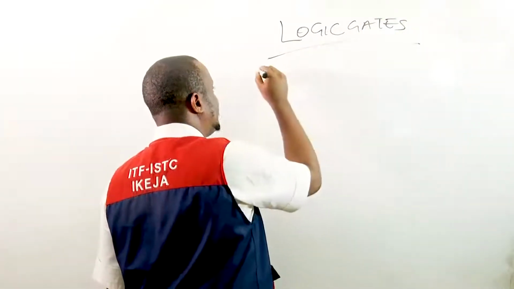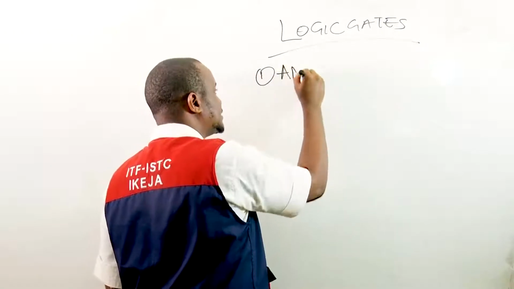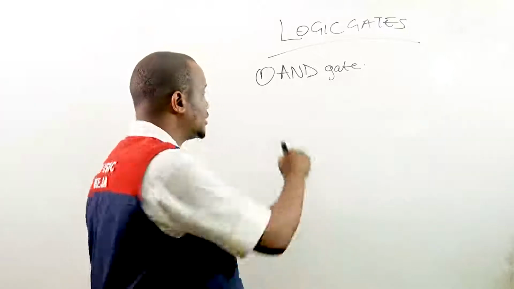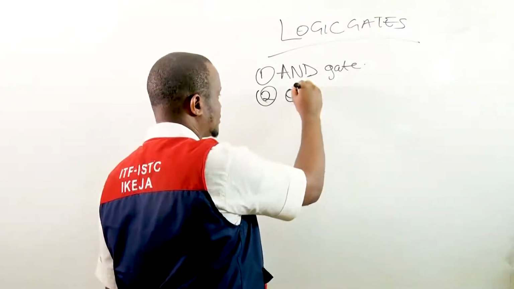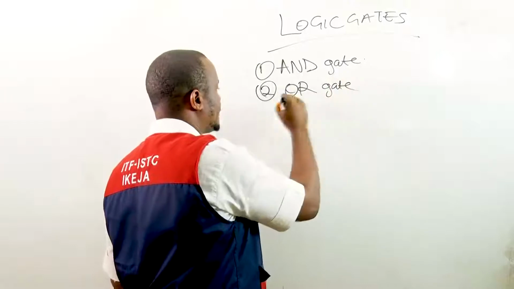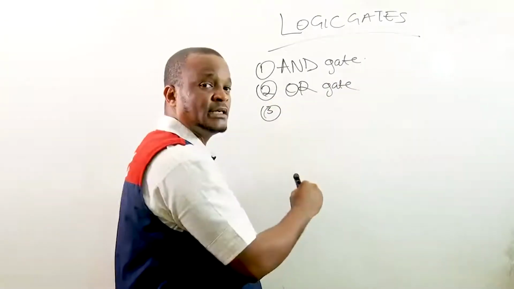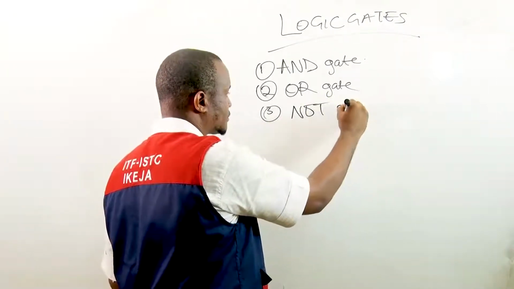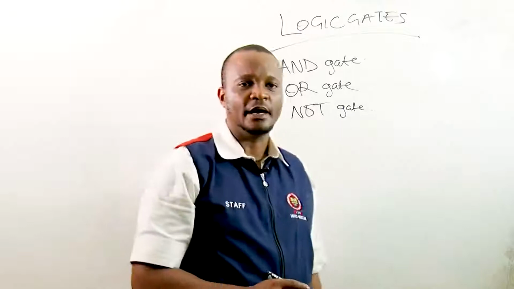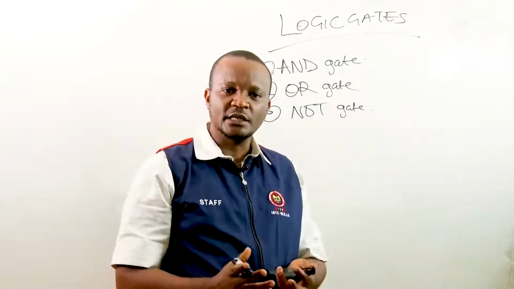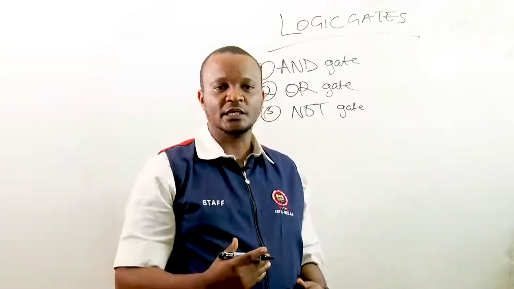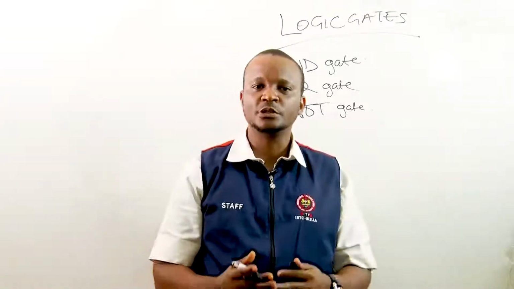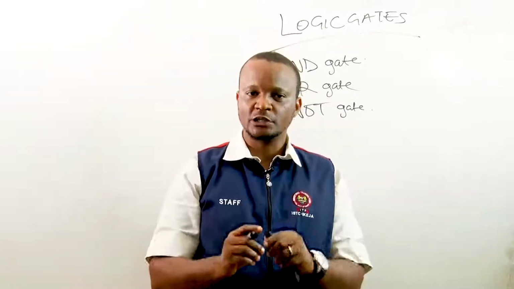Logic gates, the basic ones are the AND gate. We also have the OR gates. And then we have the NOT gate. These are the three basic gates. From these gates, other types of gates evolve. Okay? Now, a digital system is said to be constructed using logic gates.